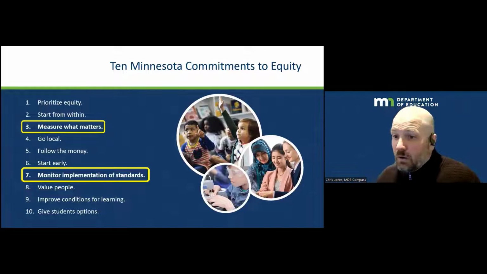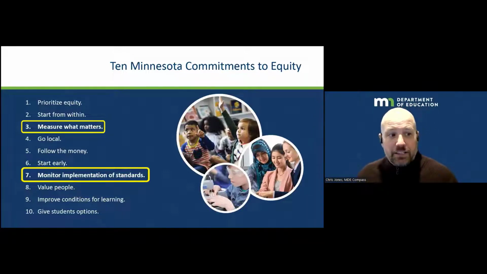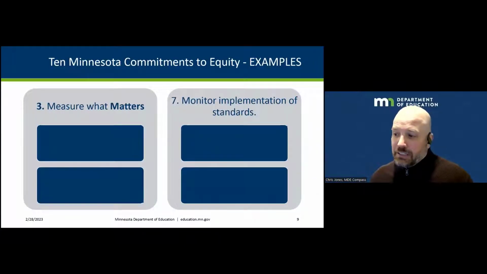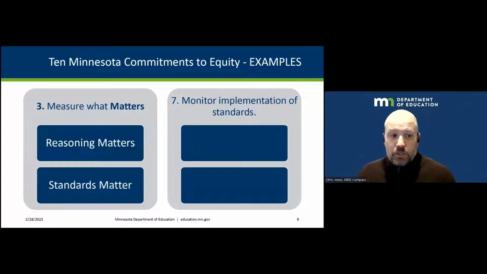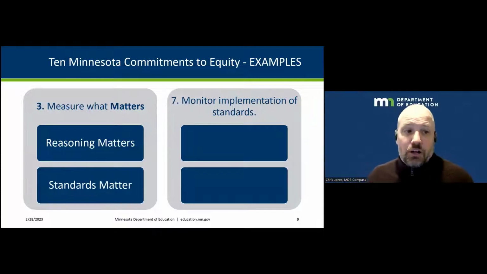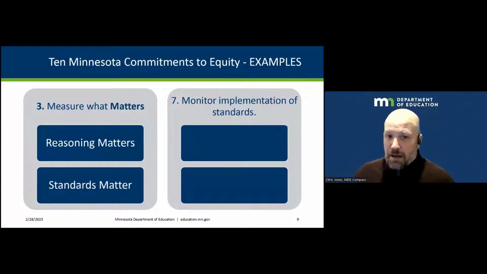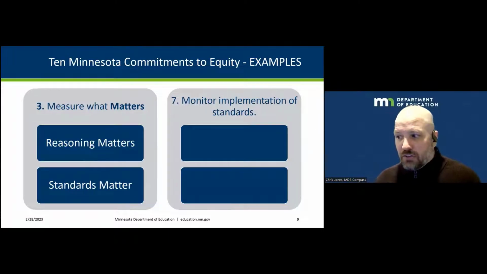All right, and so MDE has 10 commitments to equity, and we want to highlight those. This is all 10 of them, but really we're going to focus in on 2 specifically today, and that is measure what matters, and for today what we're going to say is reasoning matters. What we're going to say standards matter. So this is all about measuring what matters and keeping that at the center of all of our work today. Also, we're going to talk about monitoring the implementation of standards.